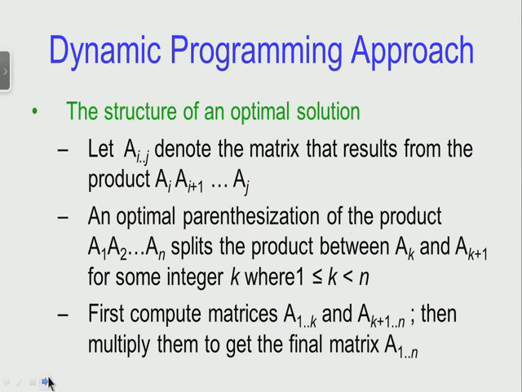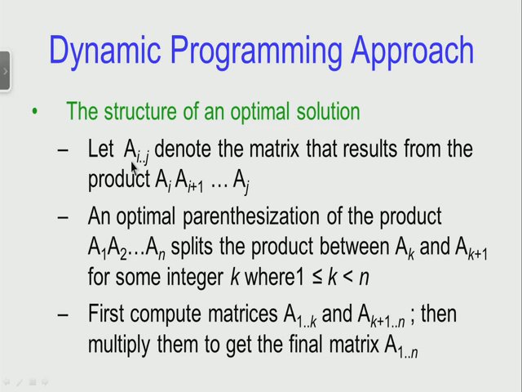So, now let us use the dynamic programming approach to come up with an algorithm to find the minimum parenthesization. Let us use the dynamic programming approach to come up with an algorithm which will come up with a parenthesization that uses the minimum number of scalar multiplications. To do this, let us understand the structure of an optimal solution, which in this case is a parenthesization.